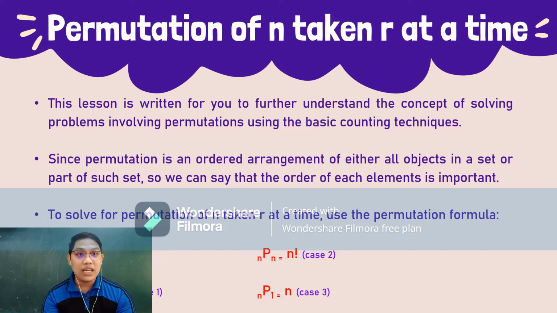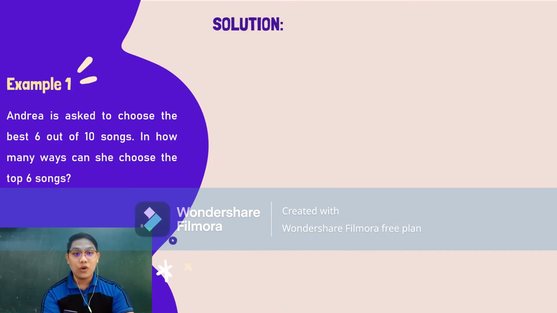Then case 3, which is the permutation of n taken 1 at a time. So 1 at a time, meaning it is equal to n, which is the total number of objects. So that is case number 3. So do not forget these formulas because we will be using them all throughout the discussion. So, moving on to examples.